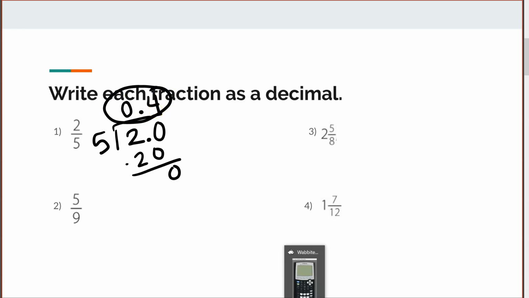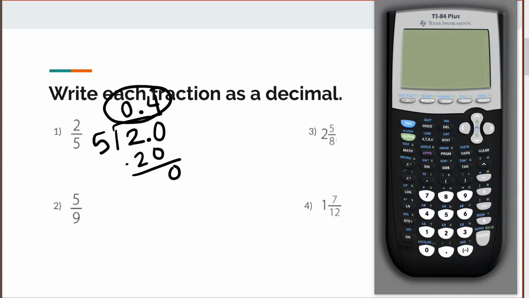Now we can get the calculator and double check. On the calculator, of course you turn it on. Once you turn it on, you put that first number first. This little line means divide, and then the 5. So we have 2 divided by 5, and that equals 0.4 or 4/10.